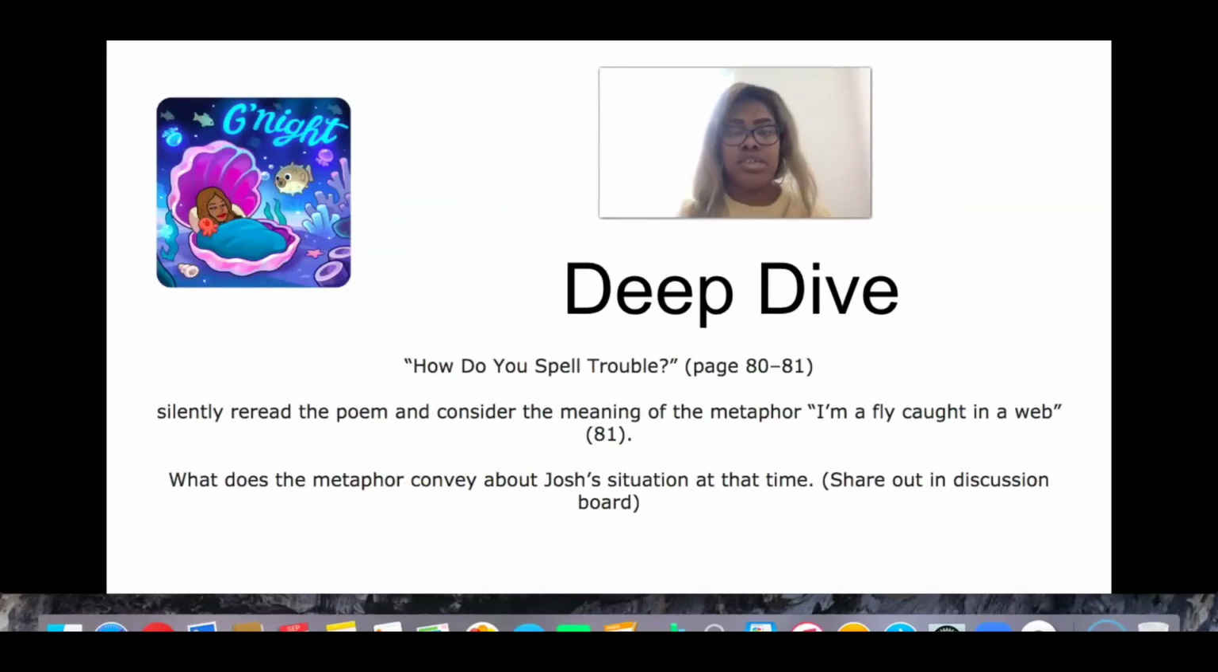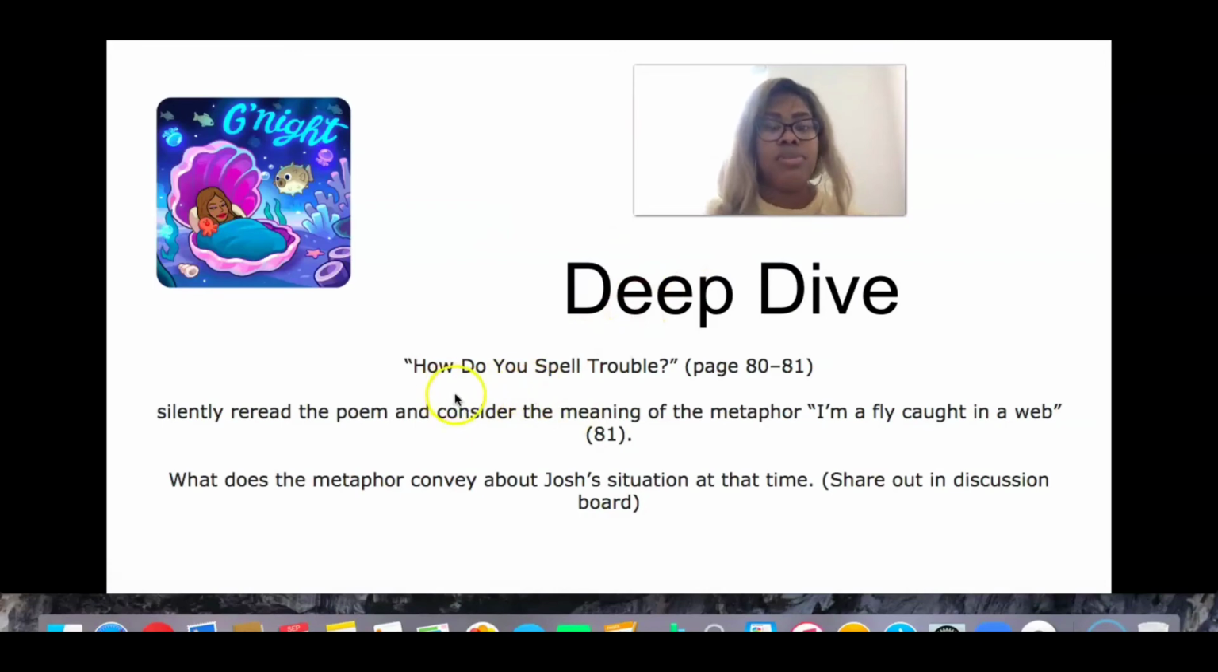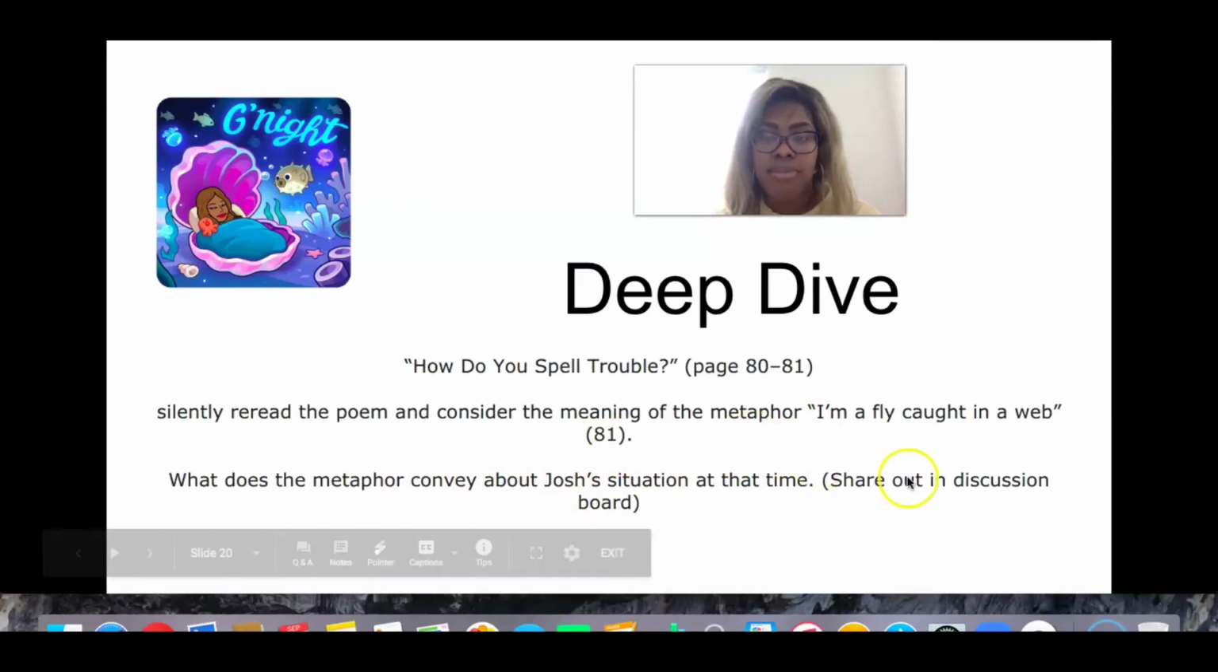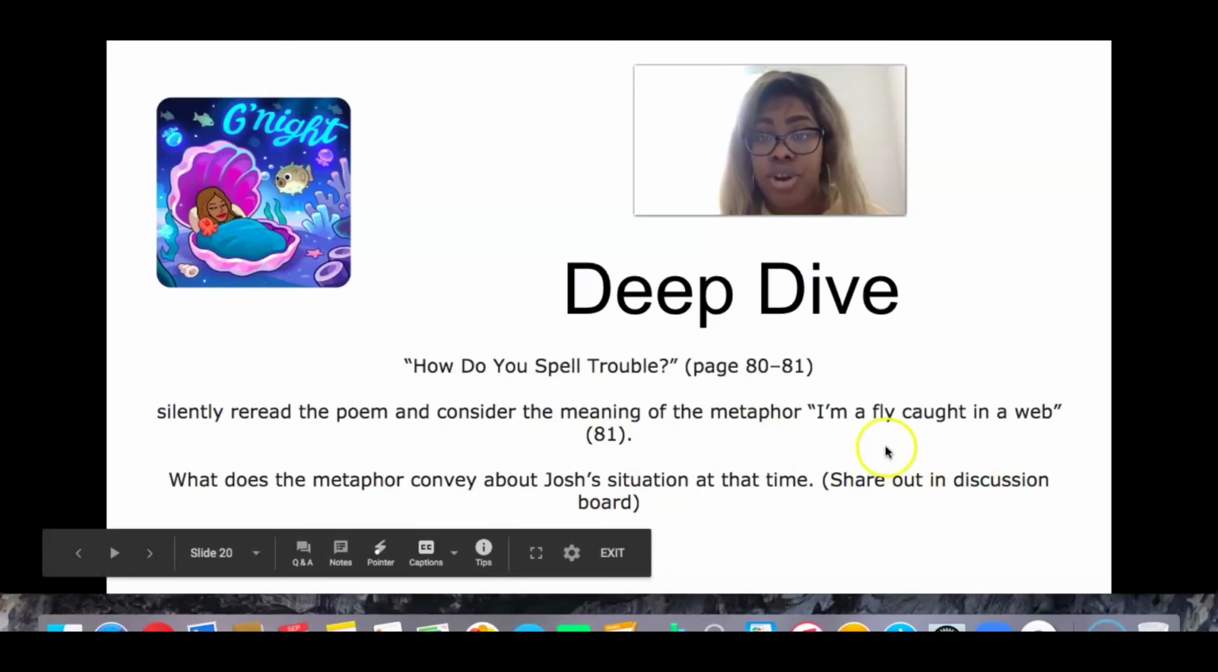Let's look at our deep dive for today. The poem that we're going to be looking at is on pages 80 through 81. How do you spell trouble? I want you to silently reread this poem and consider the meaning of the word metaphor. On page 81, the metaphor that I want you to pay attention to is I'm a fly caught in a web. What does the metaphor convey about Josh's situation at that time? Please share this out inside of your discussion board.